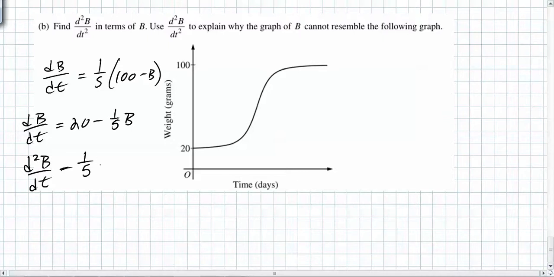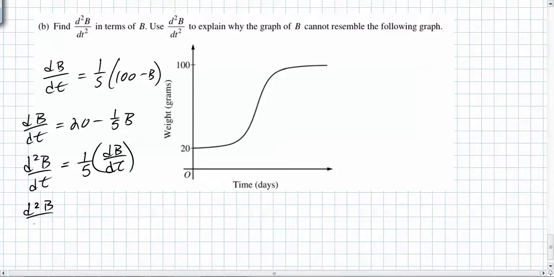Negative 1/5. No, negative 1/5 of what? Negative 1/5 dB/dt. You have to differentiate. B prime. You're differentiating with respect to time, so you can think of it as B prime. What is B prime? dB/dt. But what is dB/dt?